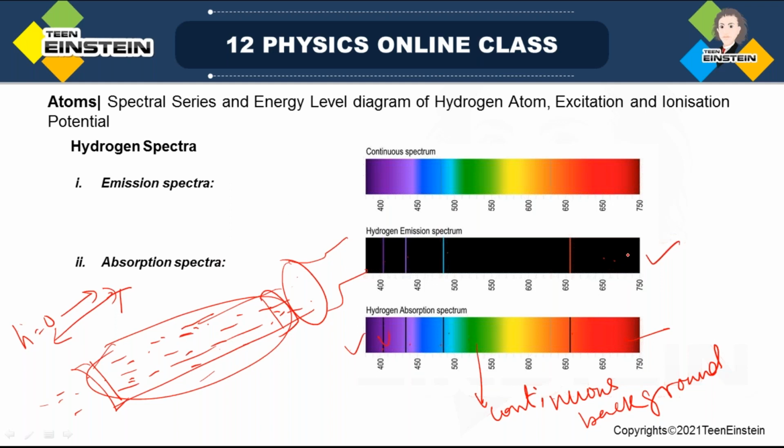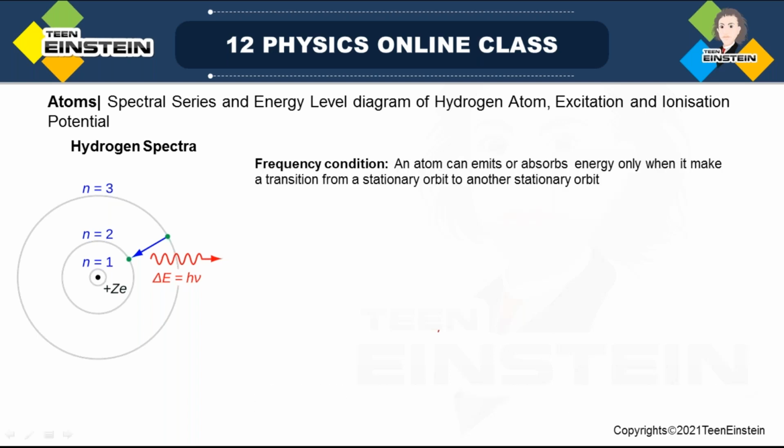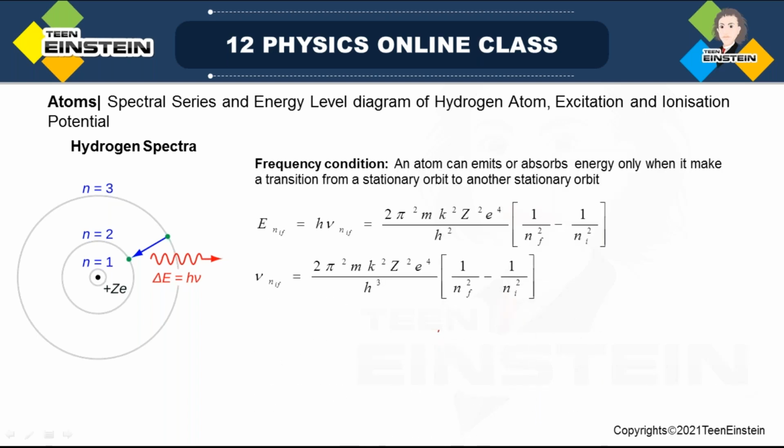So this is what we had about hydrogen emission spectra and absorption spectra. Now we'll learn a little bit more about these spectral lines and their energies. We have already discussed this frequency condition. We have also learned that when an electron makes a transition from a higher energy state to a lower energy state, it releases the excess energy. So this is the condition.